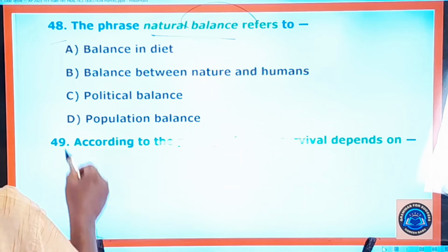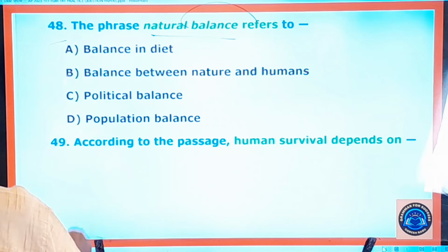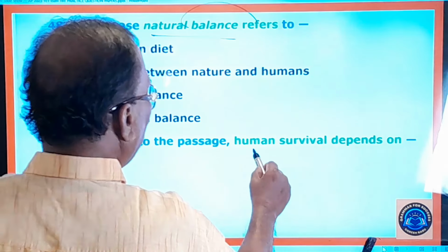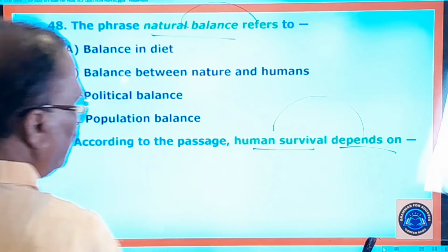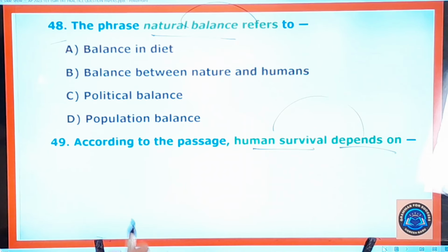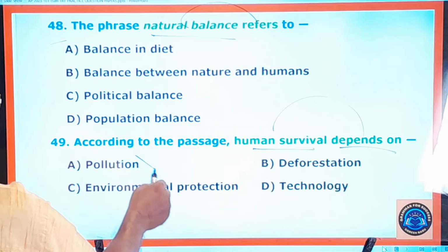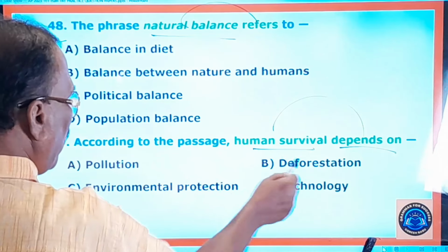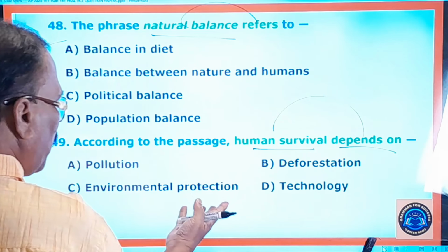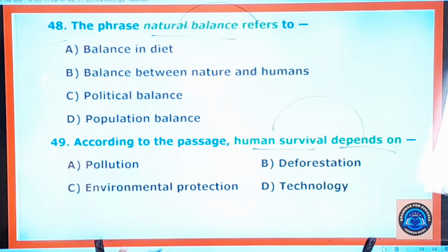And here 49th question, the last but one question. According to the passage, human survival depends on, human survival means human life depends on what? Pollution, deforestation, environmental protection, technology. Only you know that.